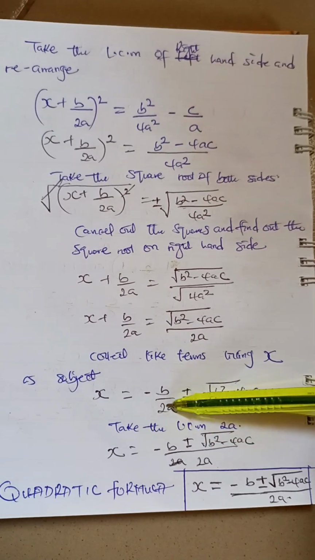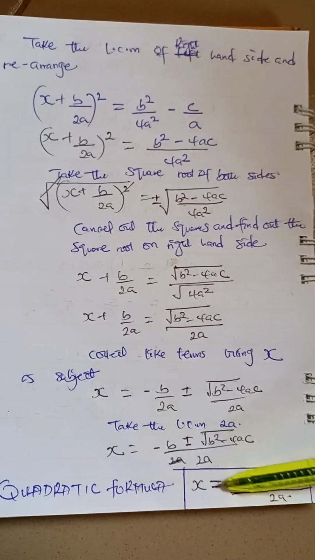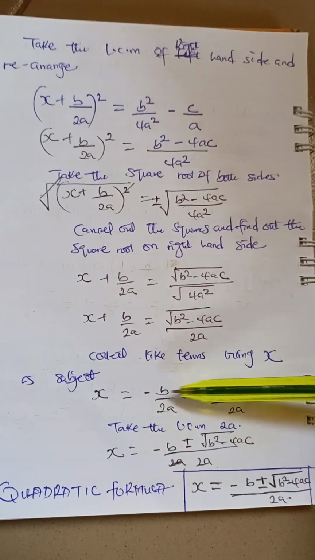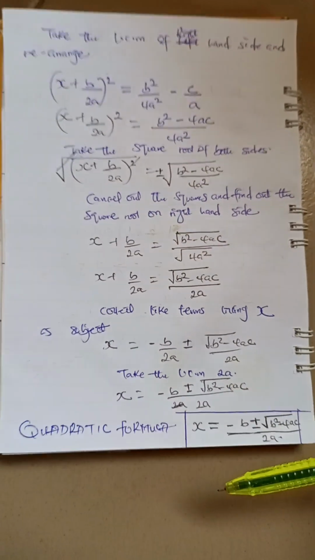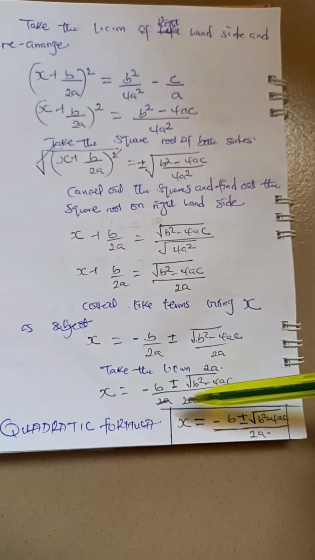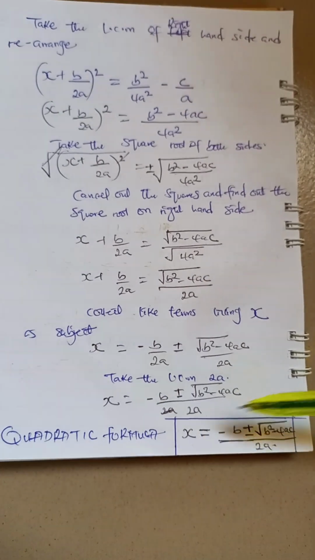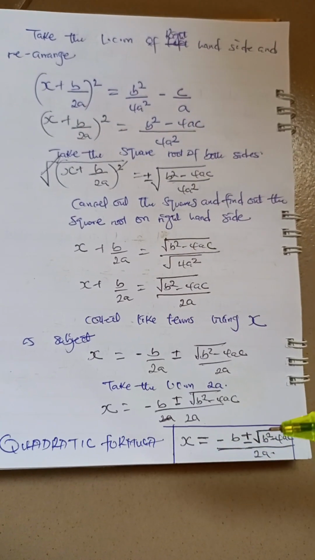So we can take the LCM to be 2a. Taking the LCM to be 2a reveals minus b plus or minus the square root of b squared minus 4ac, leading us to the general quadratic formula: x equals minus b plus or minus the square root of b squared minus 4ac, all over 2a.